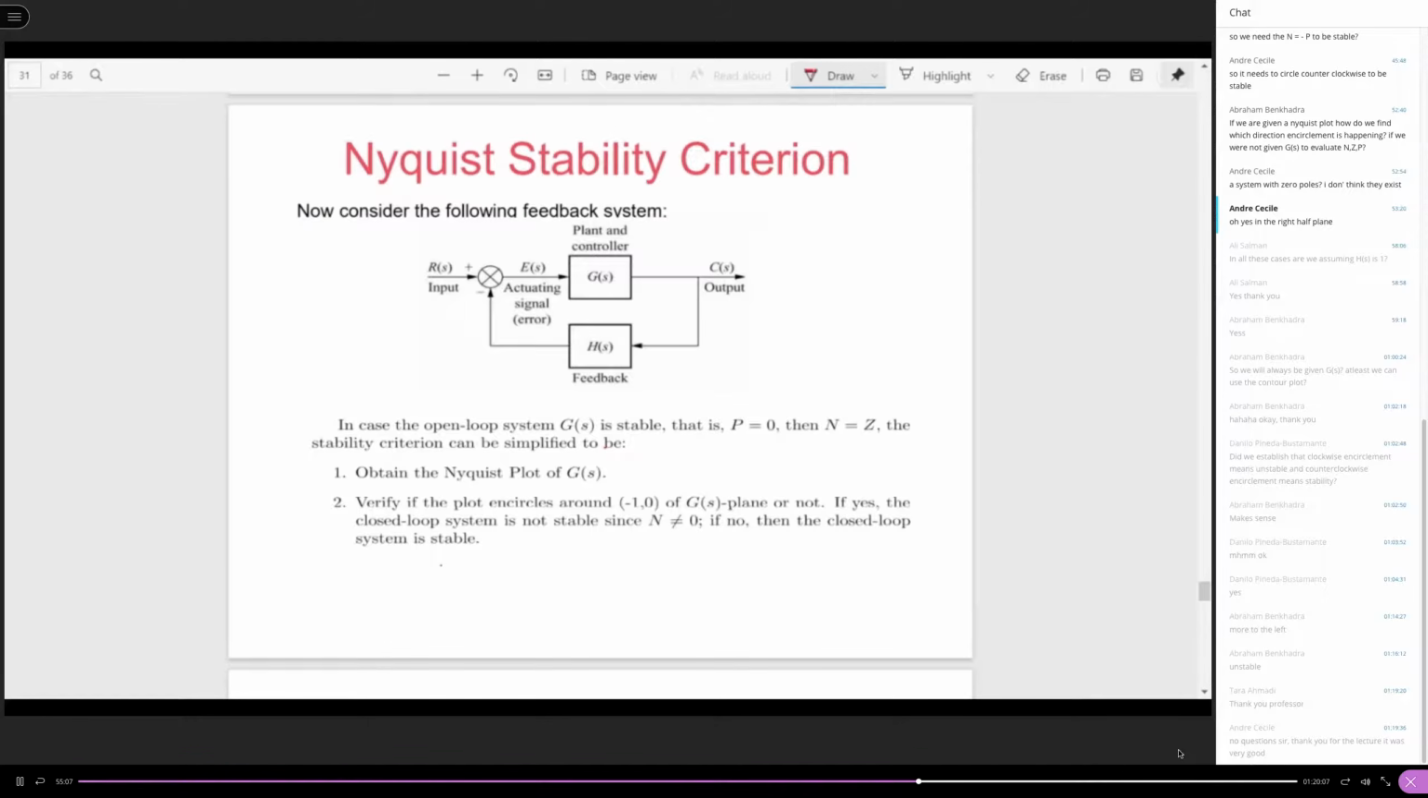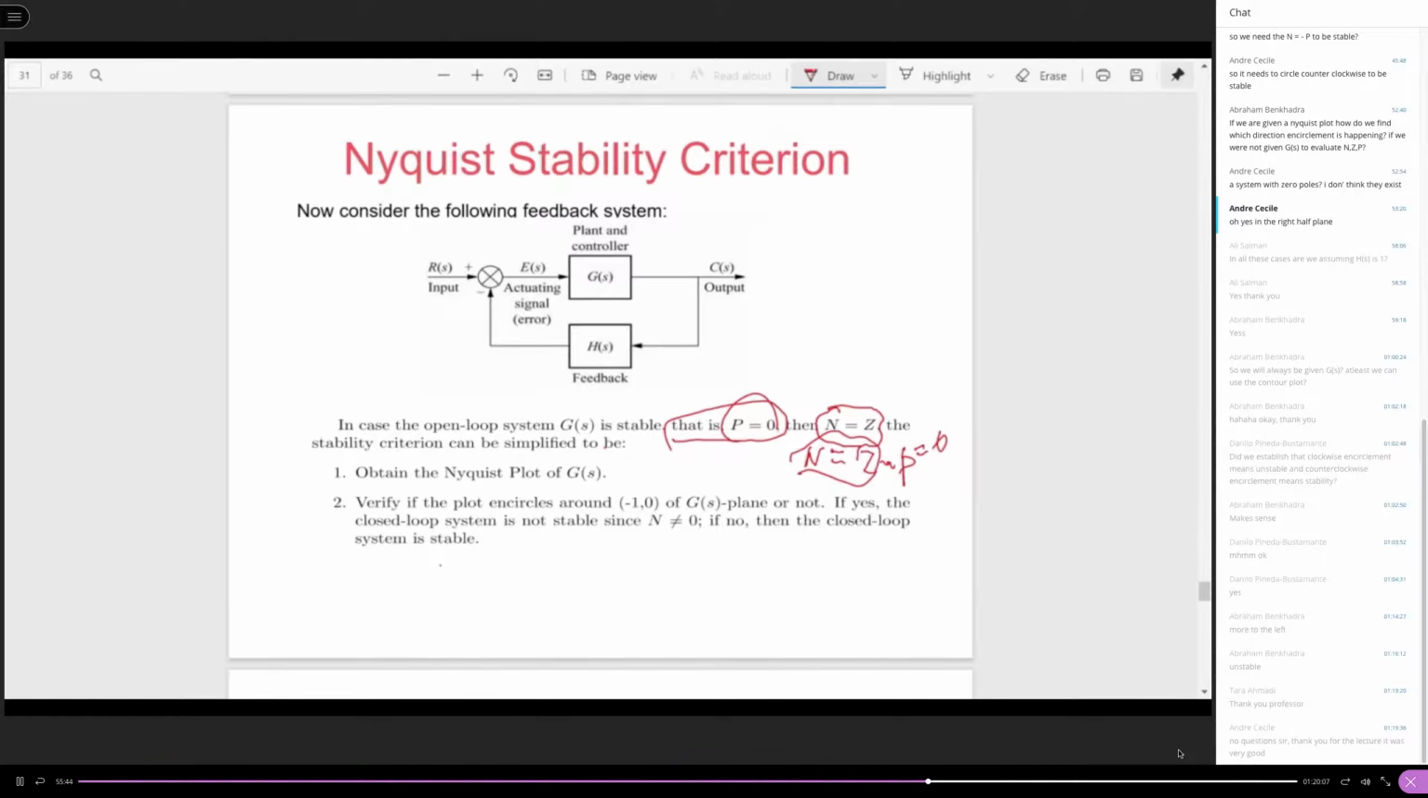This stable case can be easily derived, because if the open loop transfer function is stable, then P is 0, right? The right half plane pole count is 0. Then based on the equation N equals Z minus P, in this case, N will always be equal to Z. Remember? So if P is 0, then you're going to always have N equal to Z.